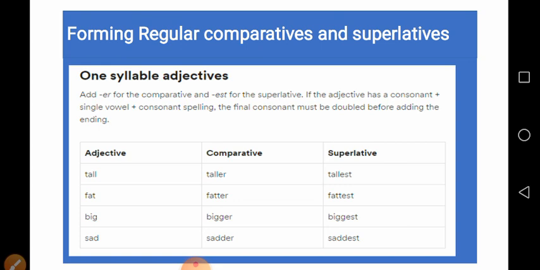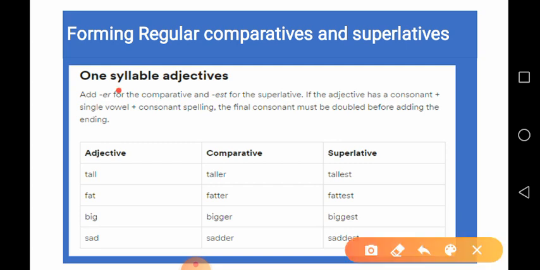And you can see that sometimes we add "er" or "est" to the adjective while making comparative and superlative degree, but sometimes we use "more" before an adjective or "most" before an adjective in the superlative degree. So, whether we add "er," "est" or use "more" or "most" depends on the syllables in the word.